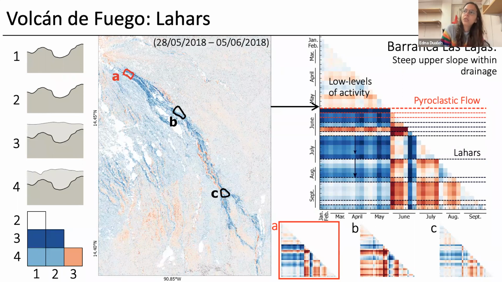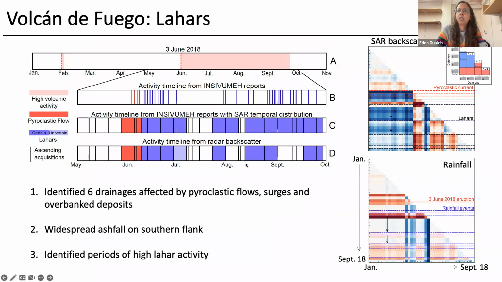So if we compare this to ground-based data, this timeline here shows you the reported lahars in the data during this period of time. The second one just shows you the same data, but in the same time intervals as the SAR acquisitions. And the third one here shows periods of time that we identified that had lahar activity. So generally we were able to capture quite a lot of these periods of high lahar activity.